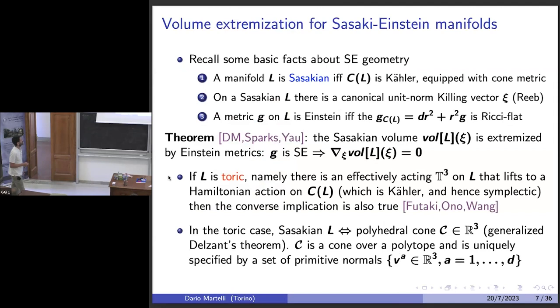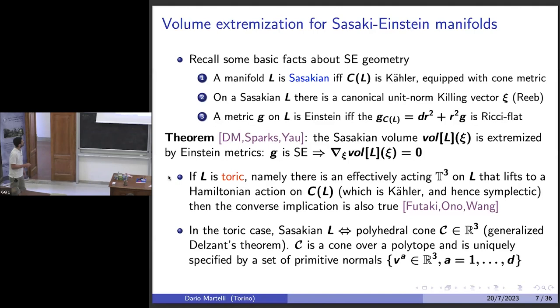So let's recall some basic facts about Sasaki-Einstein geometry. A manifold is Sasakian, that's a possible definition which fits in one line, if and only if the cone is Kähler and equipped with a cone metric. This is what I mean by cone metric, something like that. Another thing is that on a Sasakian manifold, there is a canonical unit norm Killing vector, which is called the Reeb vector. And finally, such a Sasakian manifold is Einstein, of course, if and only if the cone metric becomes Ricci flat.